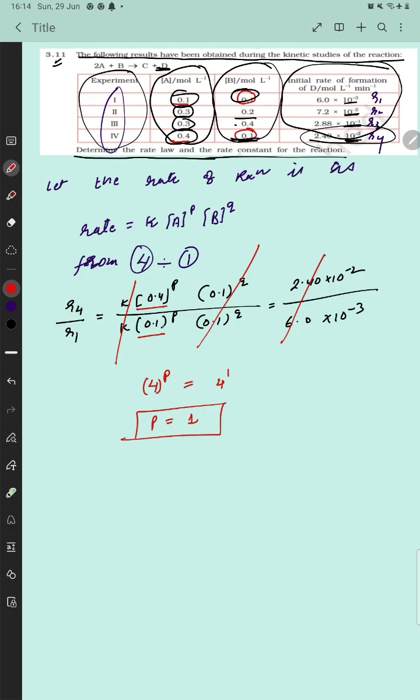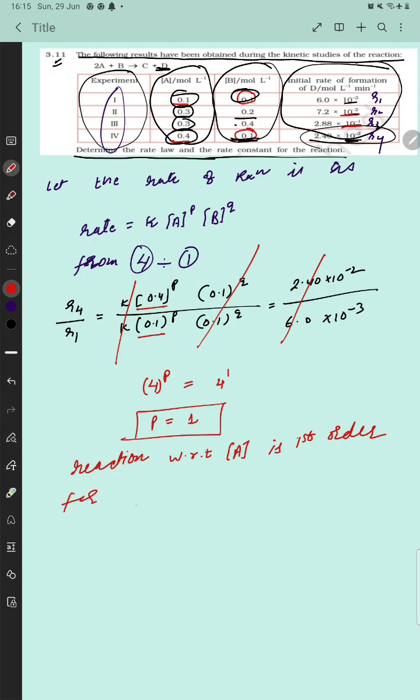So the reaction with respect to A is first order, dear student. Okay, now come for the second one. Which one is the bigger one? 10 power minus 1 is bigger than 10 power minus 2.